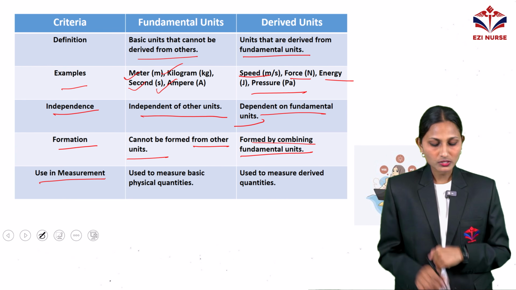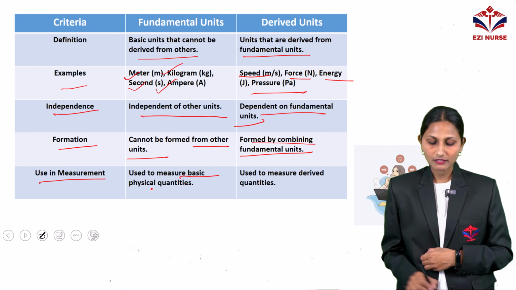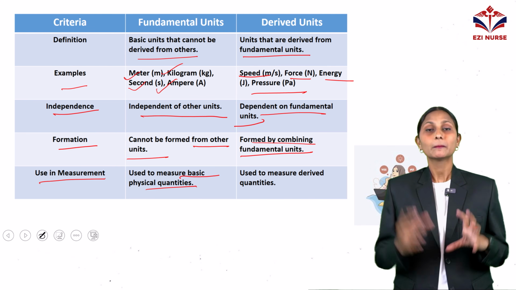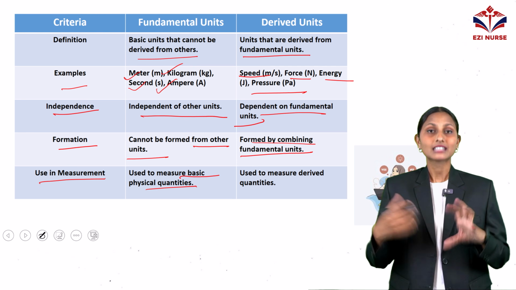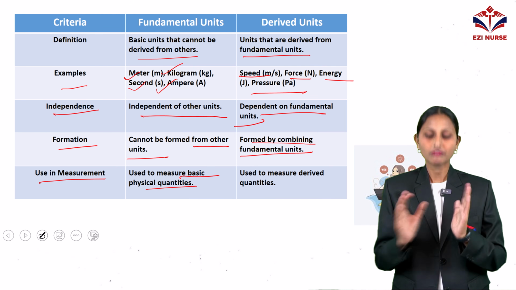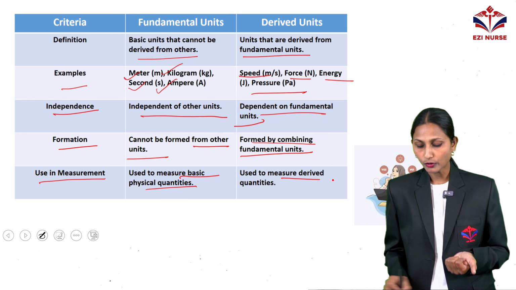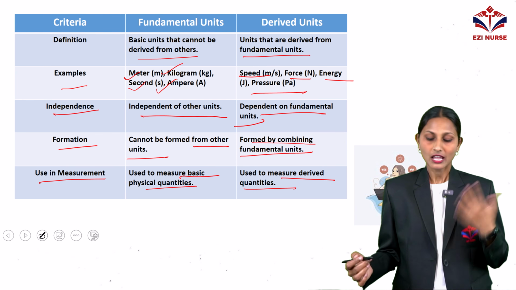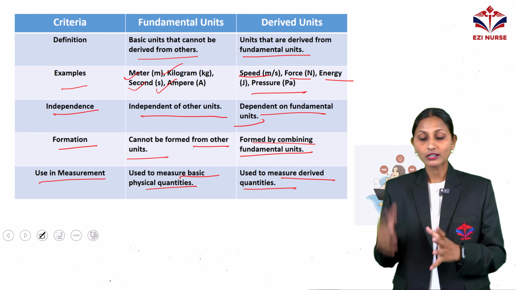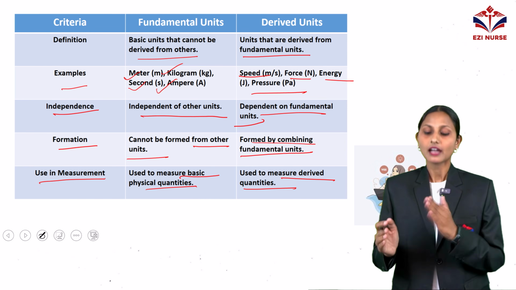Next one is use in measurement. Fundamental units are used for measuring basic physical quantities such as our weight and time, and derived units are used for derived quantities. Whatever the derived quantity is, such as force, energy or pressure, for measuring these things we will use the derived unit.